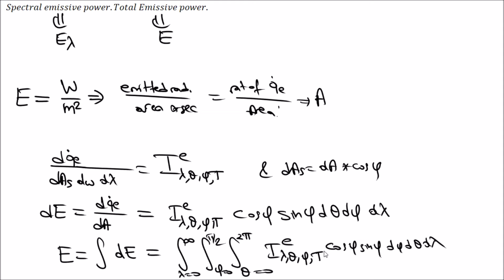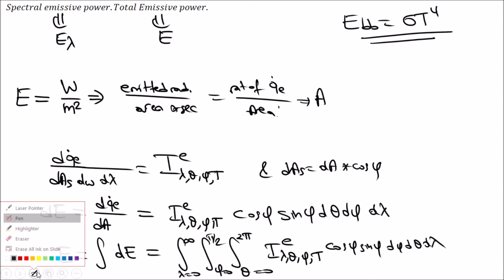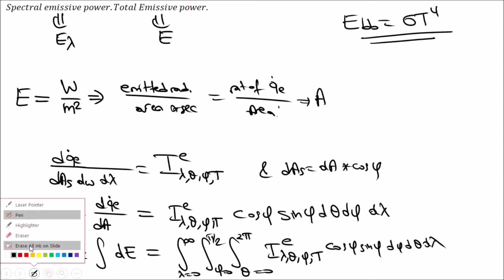You should know these functions to integrate that quantity. I know that for black bodies, it is sigma T to the power of 4, which is very easy and simple. But for real surfaces, you can see the quantity here. Now let's calculate the spectral emissive power, which is E lambda.